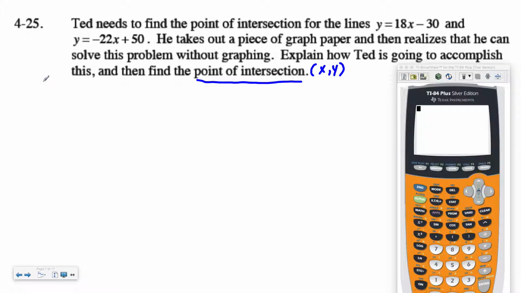So in order to solve this, yeah, we could graph it on here and then find that point of intersection, but he just said that he can do it without graphing. So let's figure out how he's going to do that. We write down the information we have, y equals 18x minus 30, and he's got y equals negative 22x plus 50.